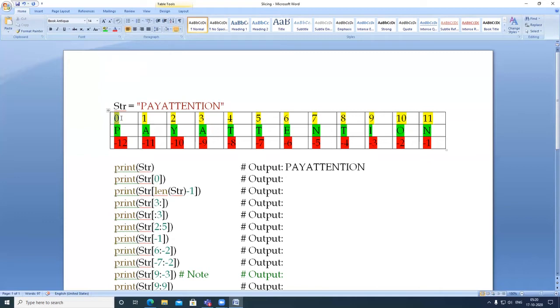0 means it is representing this location. In that location, what is the value present there? The value present there is a single value or a character. So the value present there seems to be P.